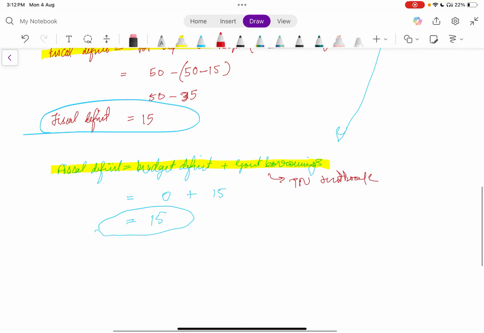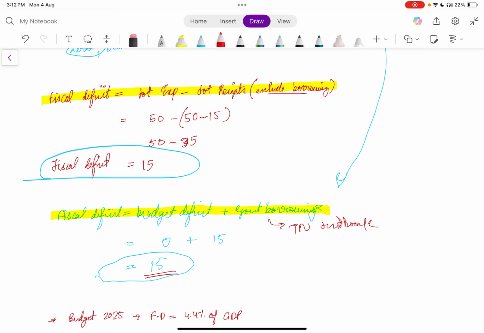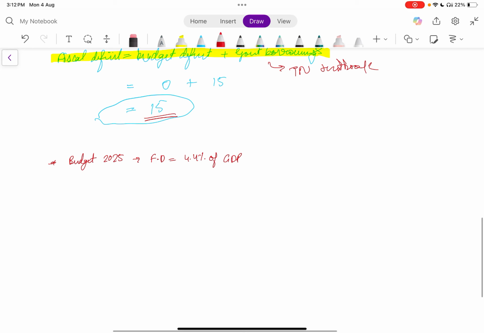And if we look at the budget of 2025, I was telling these numbers as hypothetical, but when you go into the budget, you will see that fiscal deficit this year was 4.4% of GDP. You can see the data from the budget, and when you get these basics clear, you'll have a better understanding of the budget also.